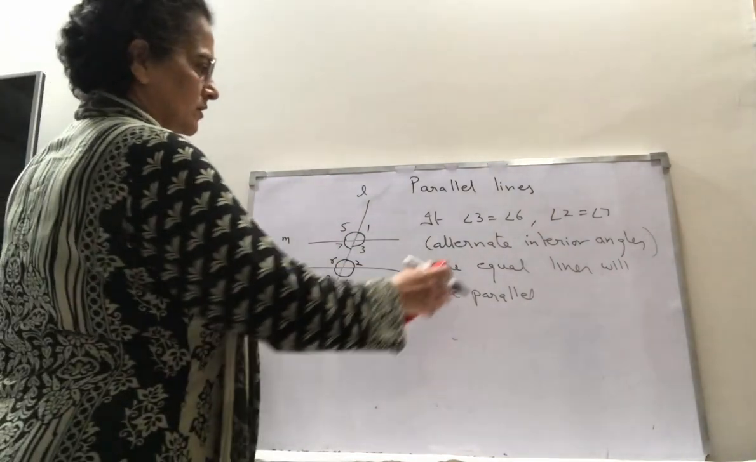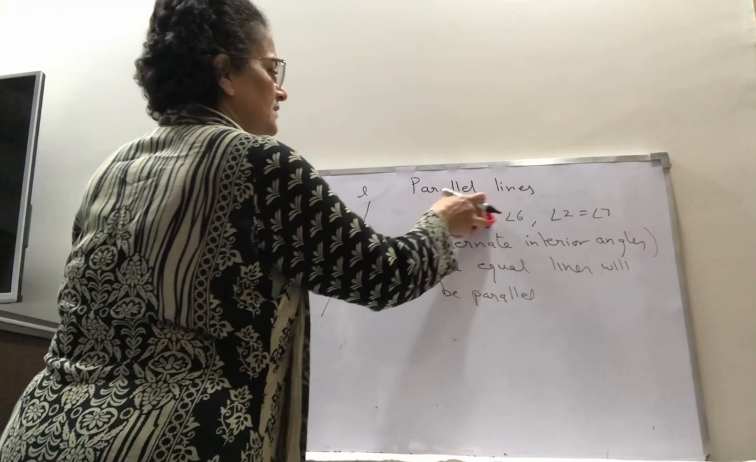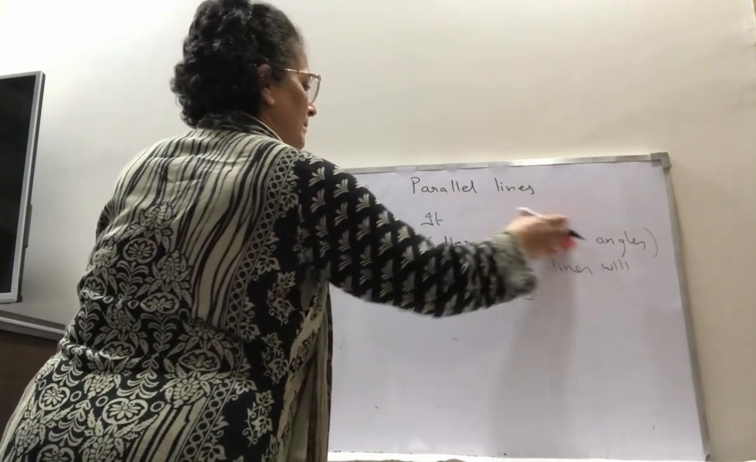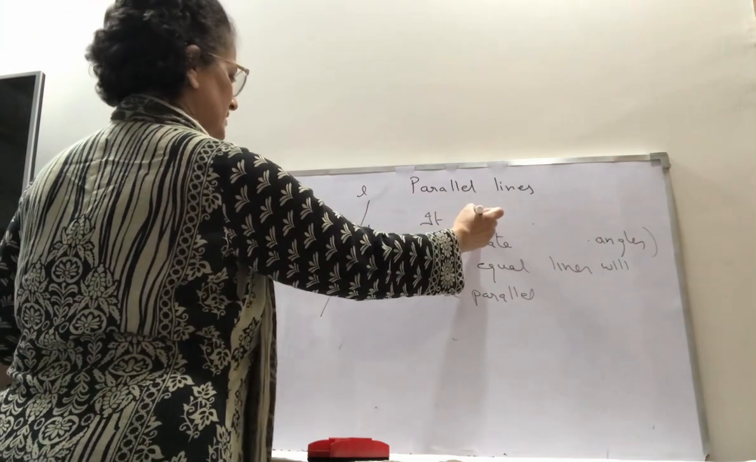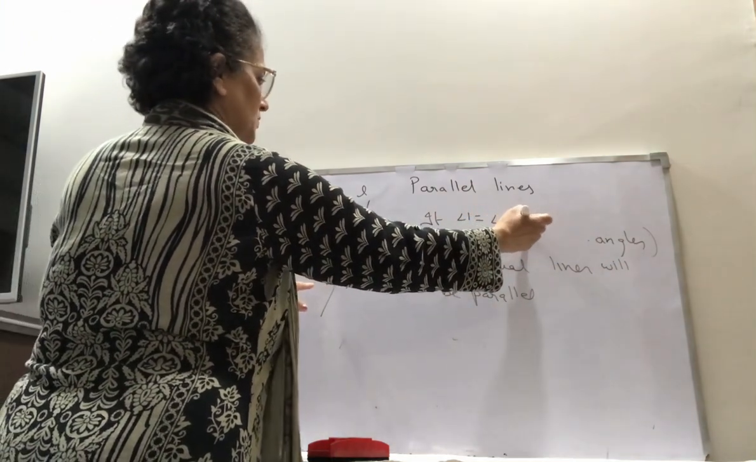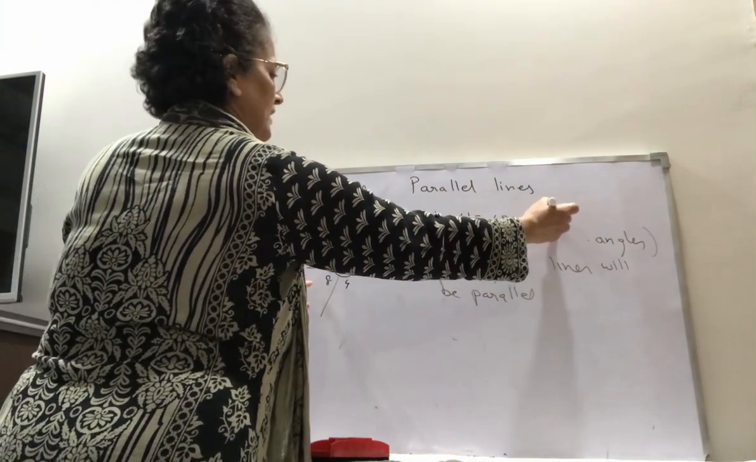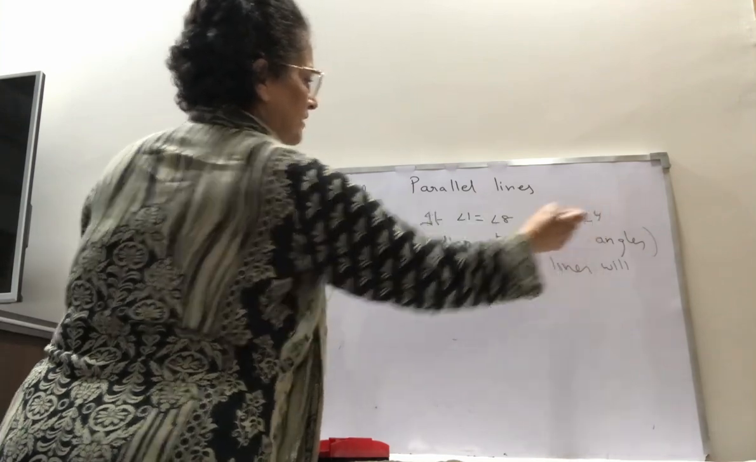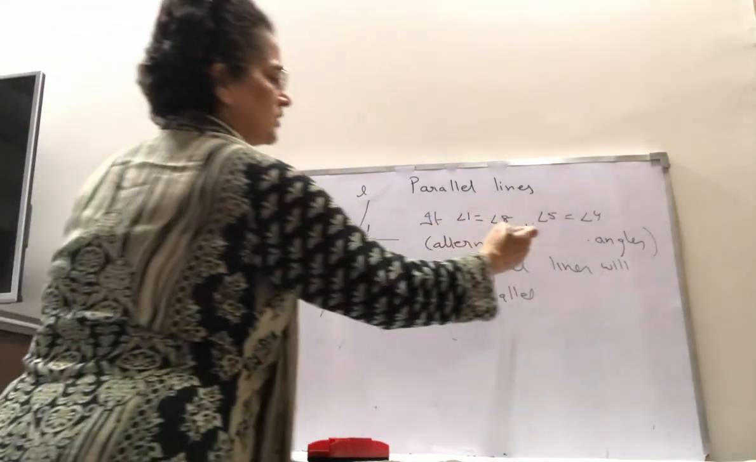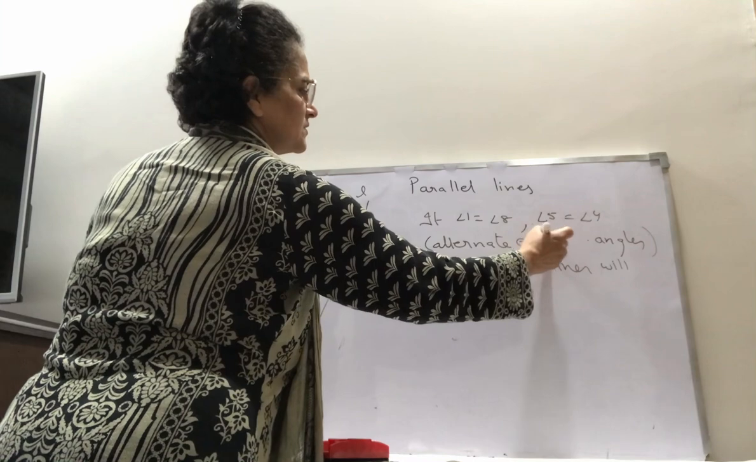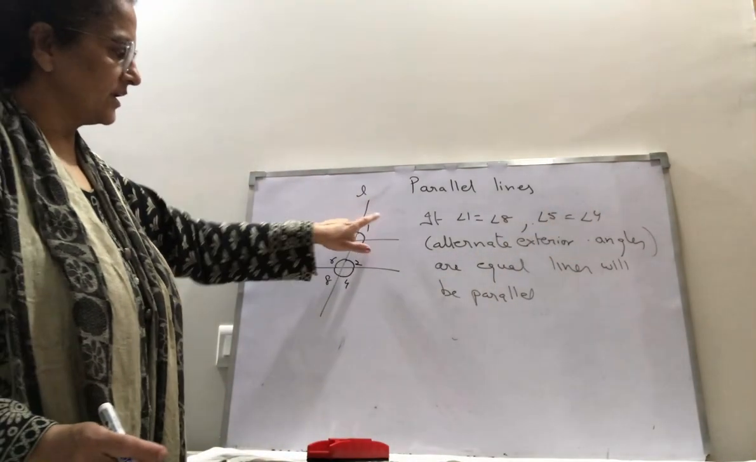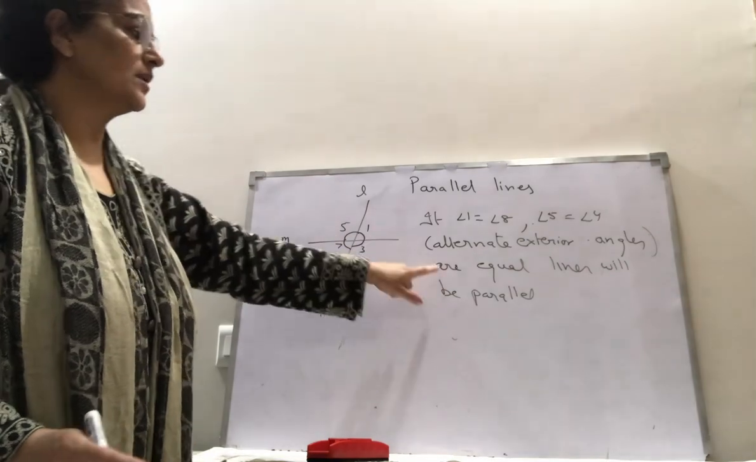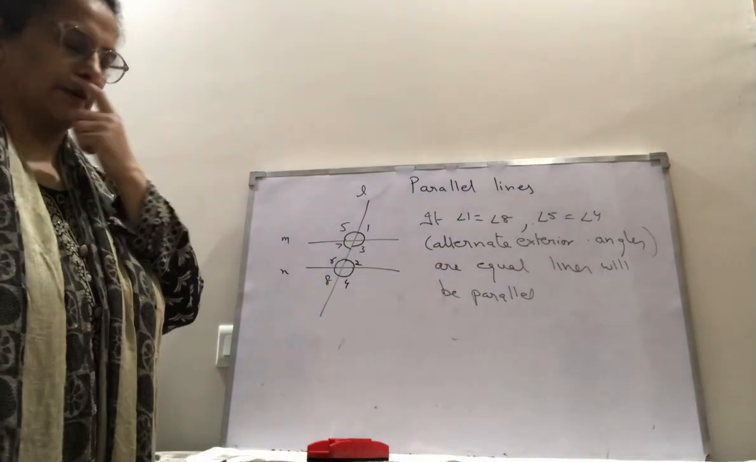And let's talk now about alternate exterior angles. So we can say if angle 1 is given to be equal to angle 8 and angle 5 is given to be equal to angle 4, what type of angles are these? Alternate exterior angles. So if alternate exterior angles are equal, lines will be parallel.